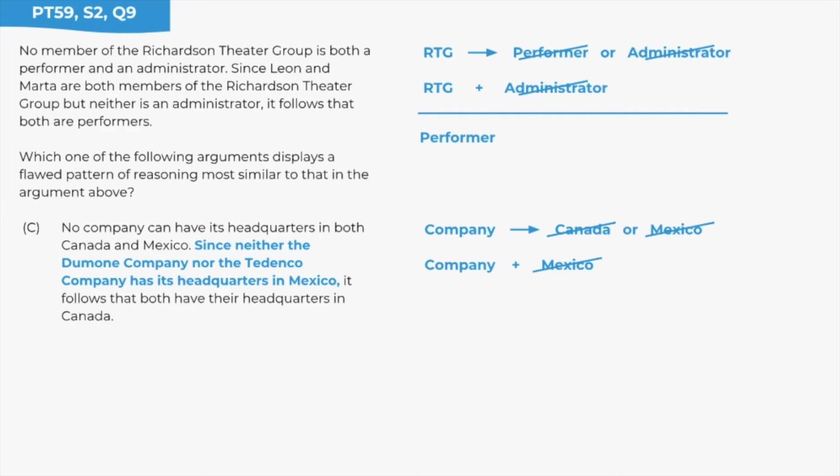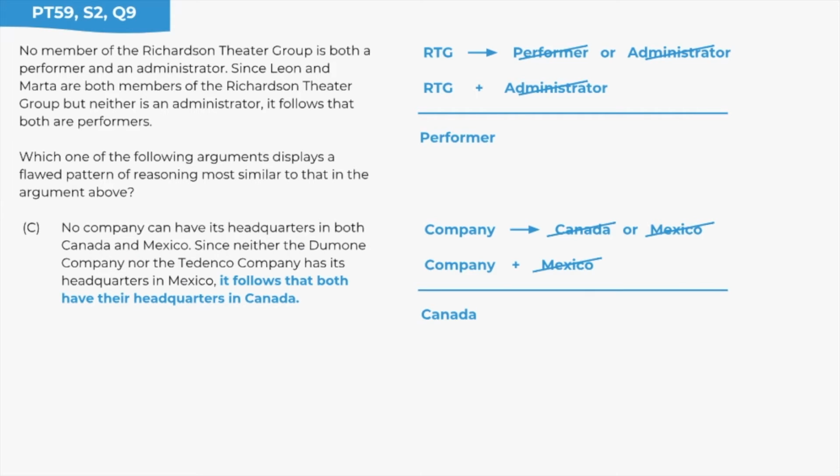If this argument goes on to conclude that this company or that these companies have their headquarters in Canada, then it will be a match of the argument. So then it goes on to say, it follows that both have their headquarters in Canada. This looks perfect, right? They're giving us the if-then rule. They're telling us that trigger is true and that one of those outcomes is true and concluding that the other outcome is not true, but that doesn't necessarily follow. So this looks like it's going to be our answer.